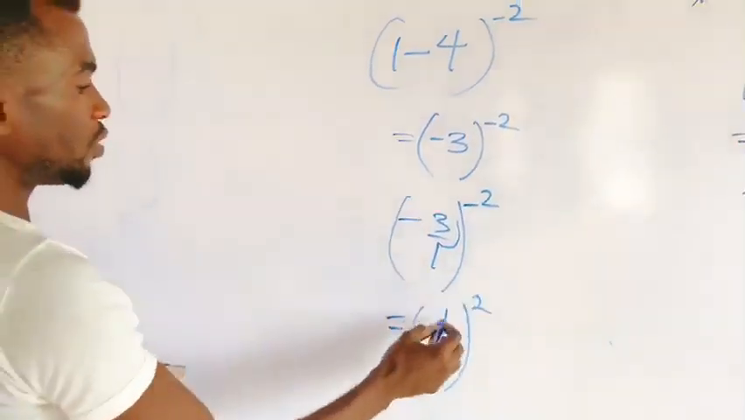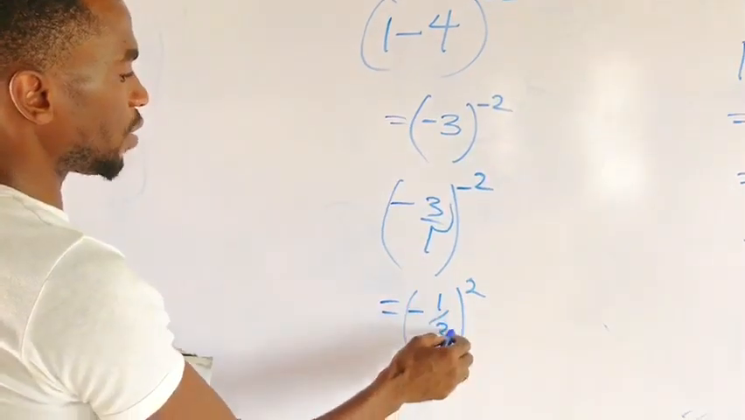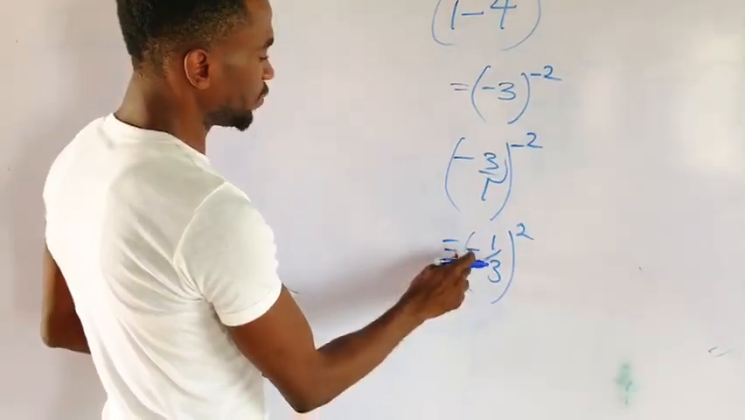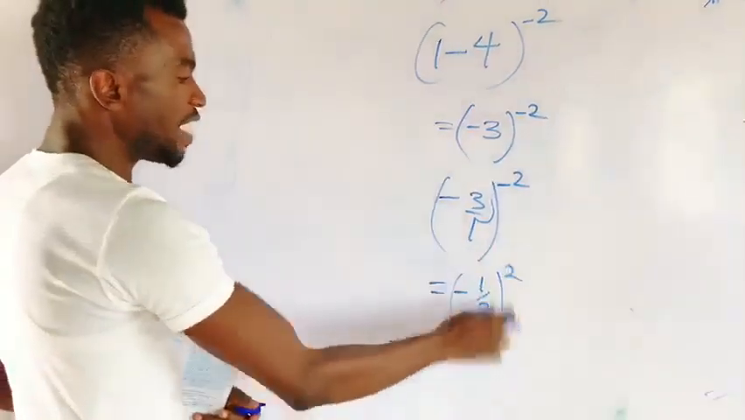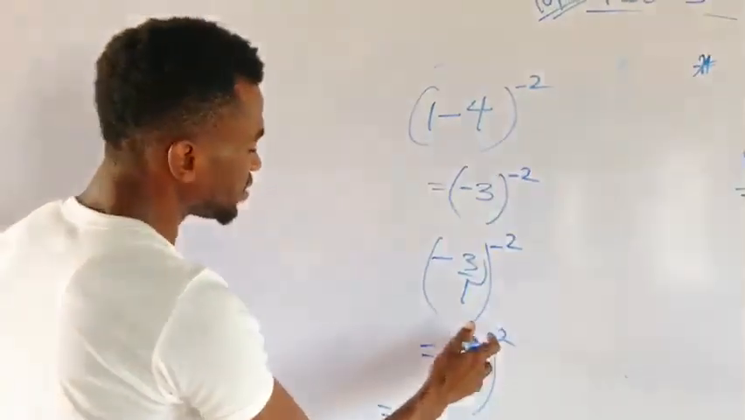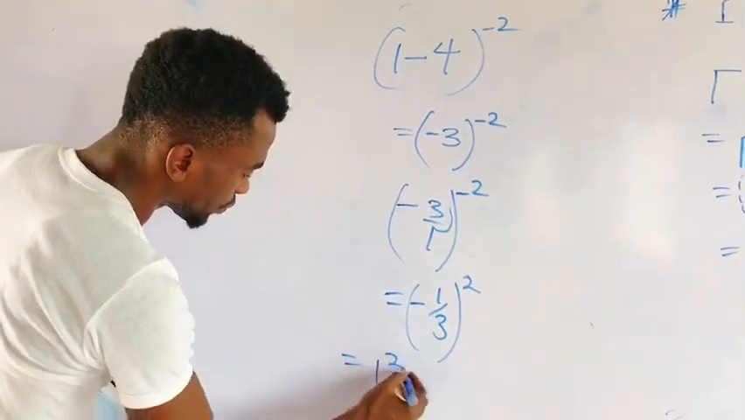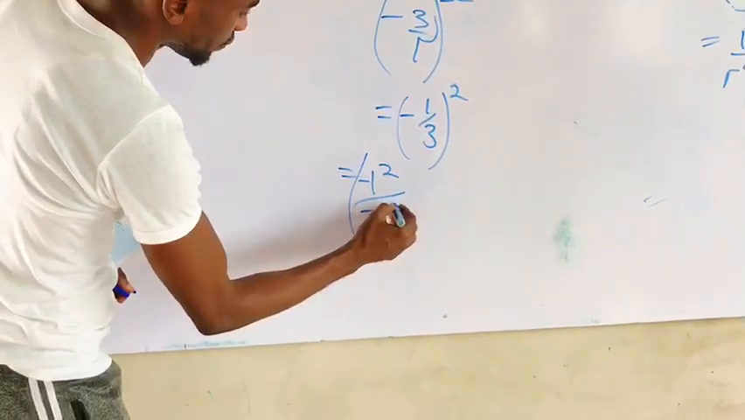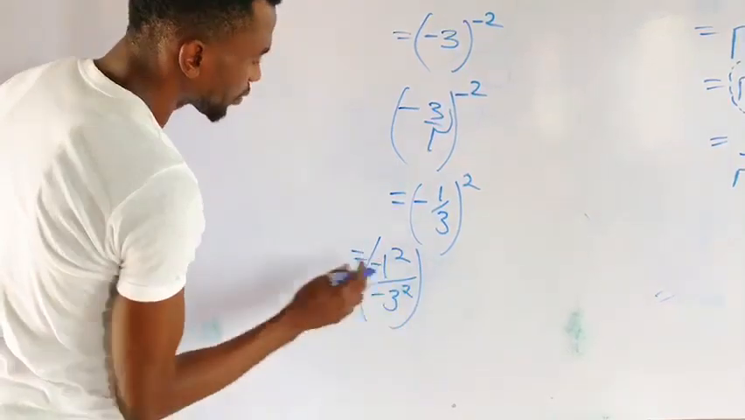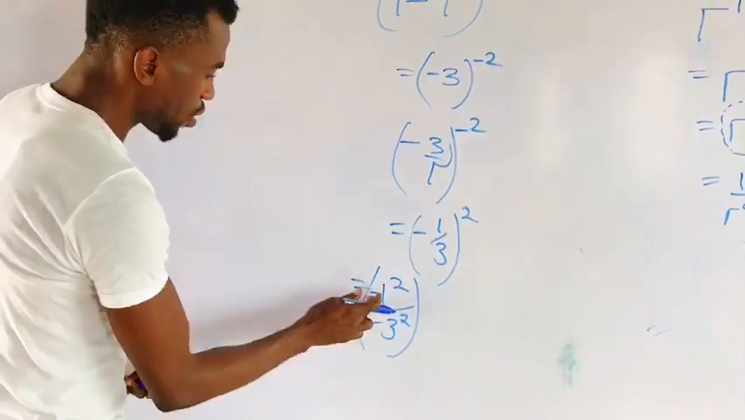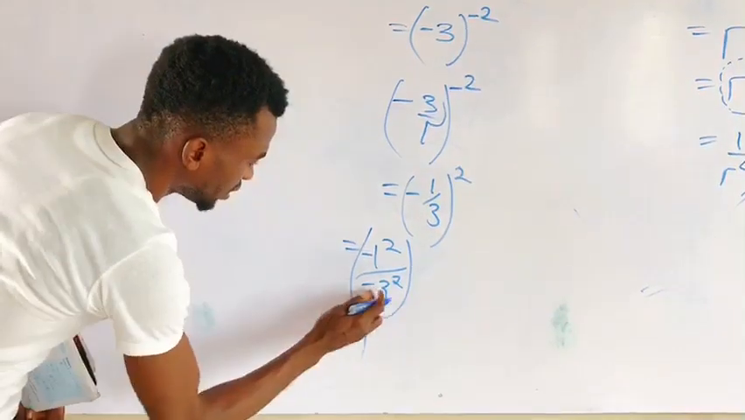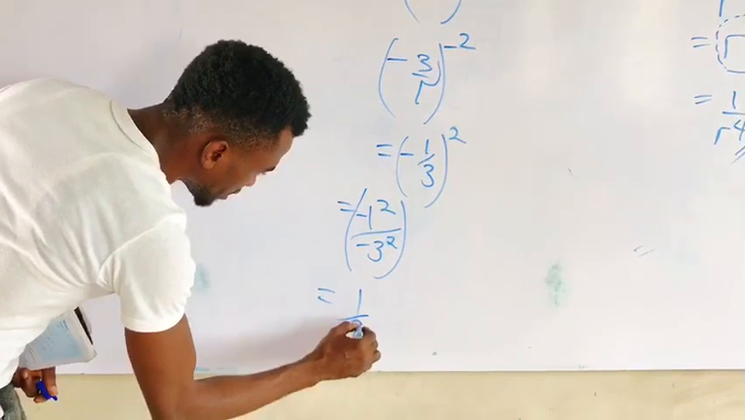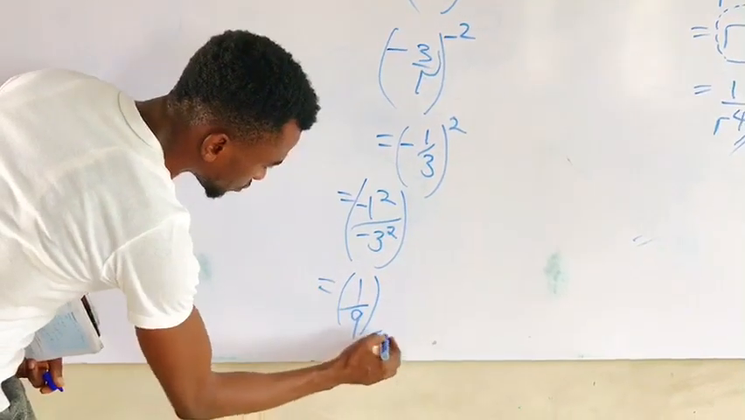Mind you, the 2 belongs to what is in the numerator and what is in the denominator. And even the minus, the 2 belongs to everybody. So now, if I raise 1 to the power of 2, this is equal to 1 raised to the power of 2 over minus 3 raised to the power of 2. So 1 squared is the same thing as 1, while minus 3 squared is the same thing as 9. So automatically, this is what we are having.